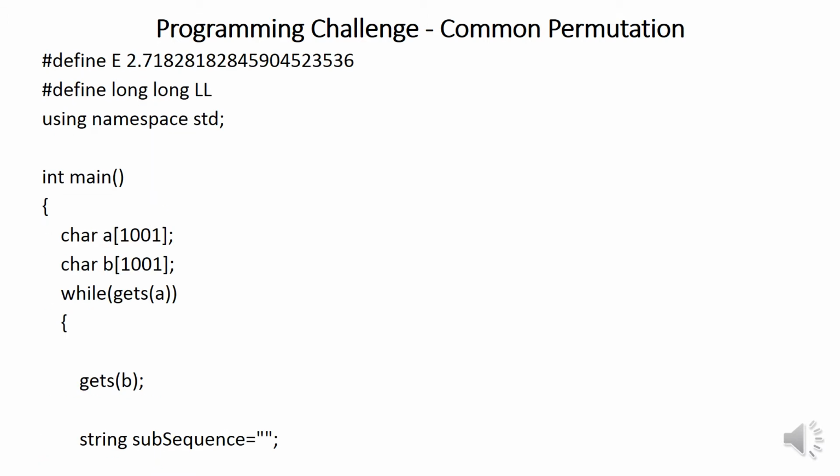After that, we also have some important things: define long as ll, and define the value of e, which will be given in the PDF or on the slide also. Next, we include only a single namespace, that namespace is std, which is referred to as standard input as well as output purpose.